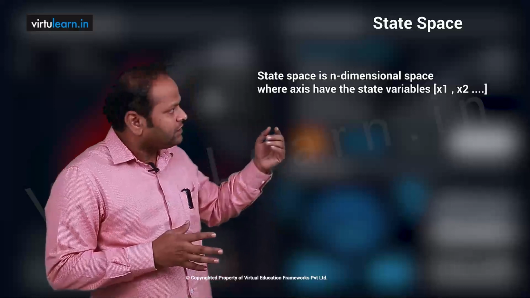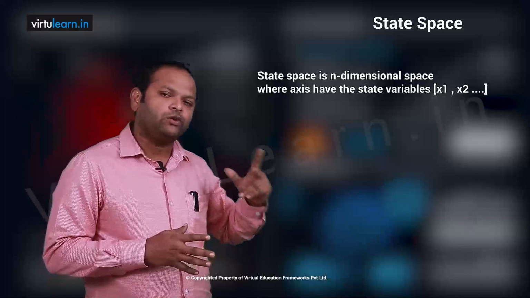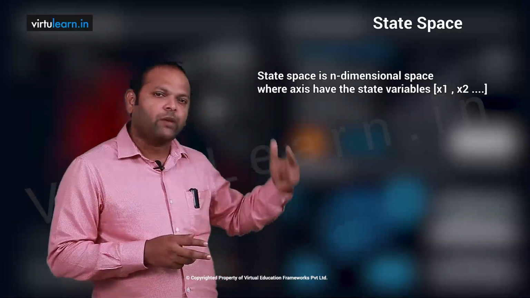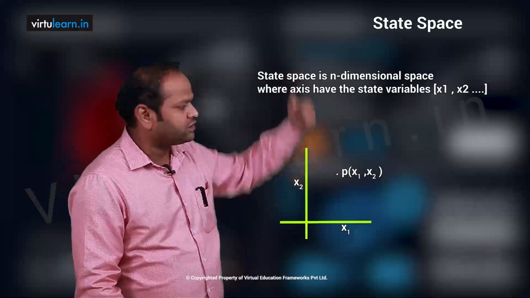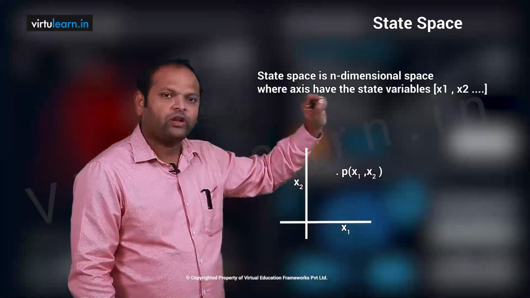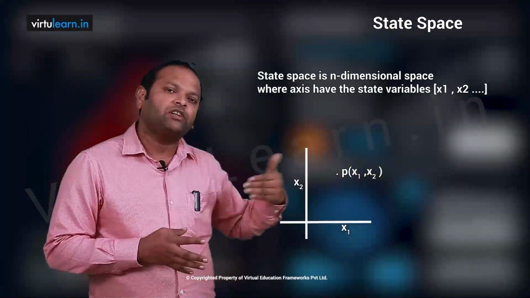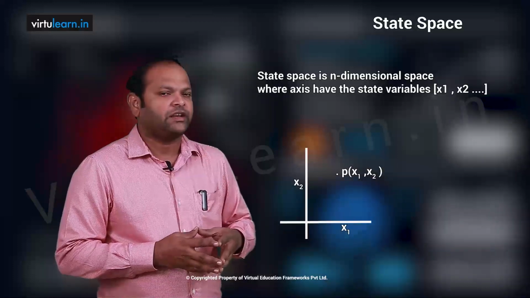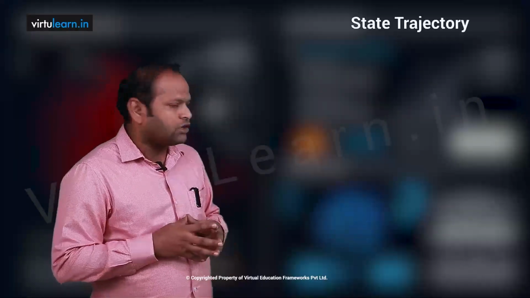Now state space. State space is an n-dimensional space where the axes are the state variables. For example, in my system there are only two state variables, therefore it is a two-dimensional space. Look here, this is x1 and this is x2. Whatever point we have, that point has two coordinates, one is x1, the other is x2. Likewise, if you have n such state variables, then there will be an n-dimensional space which is called the state space.